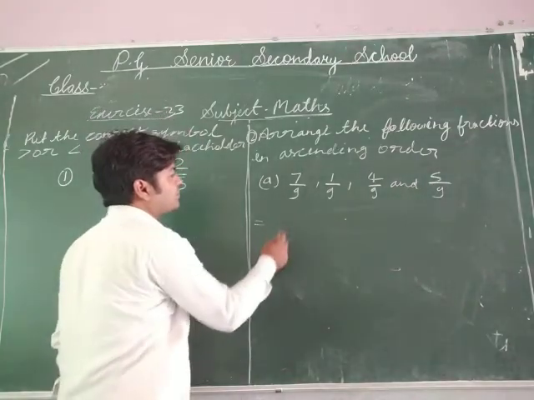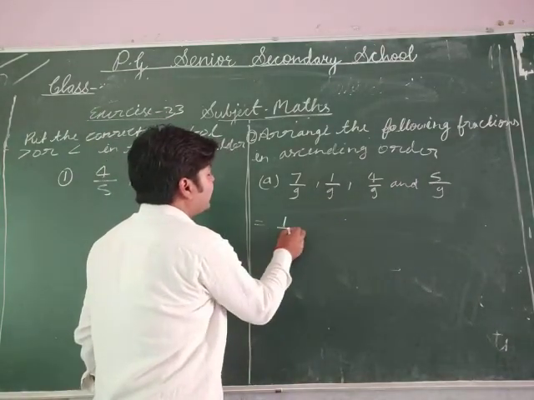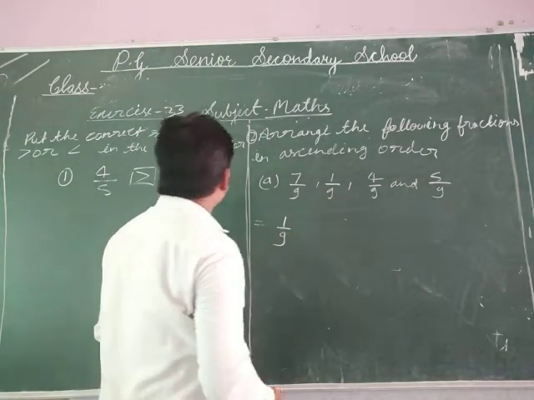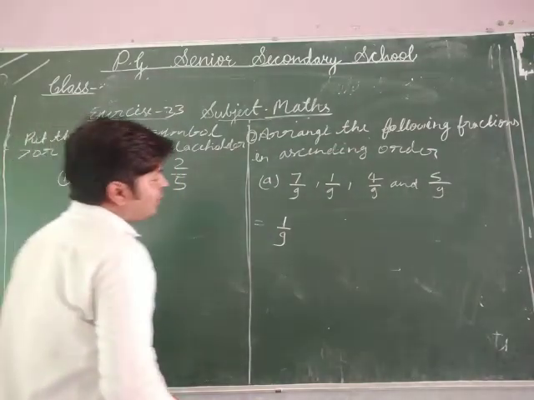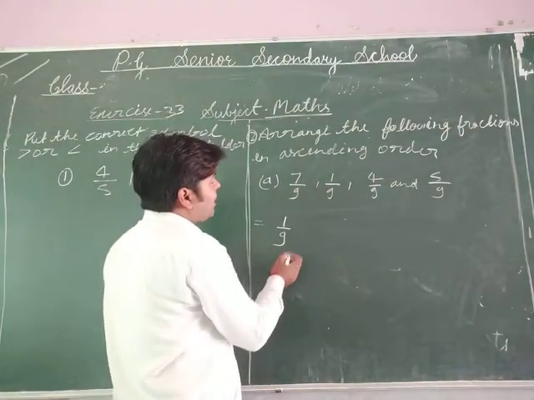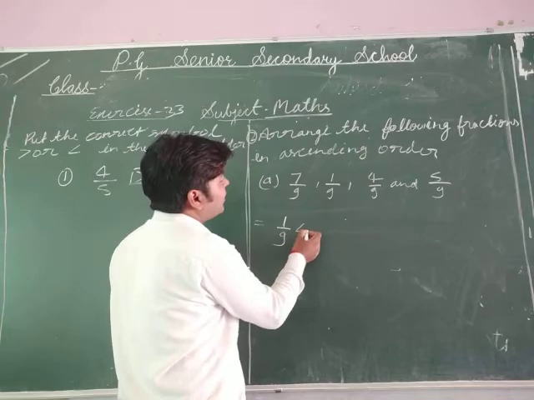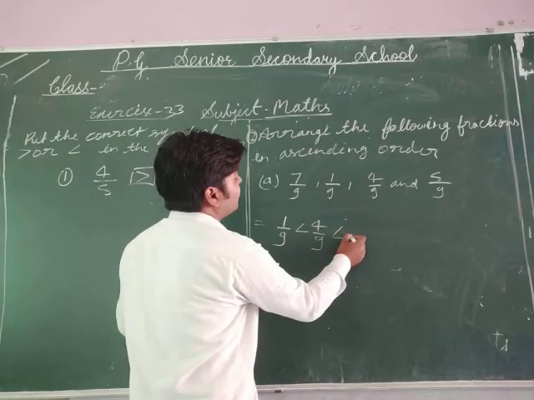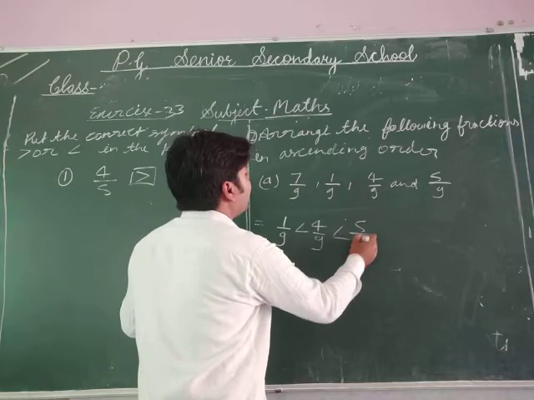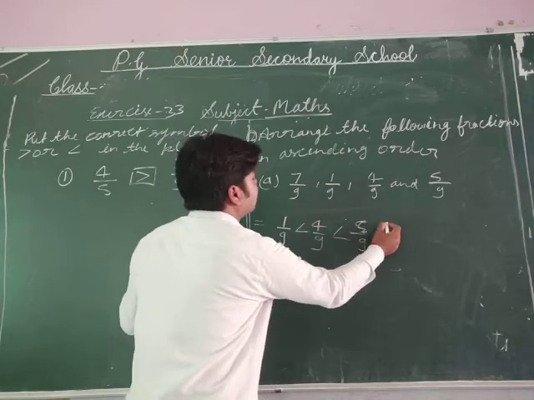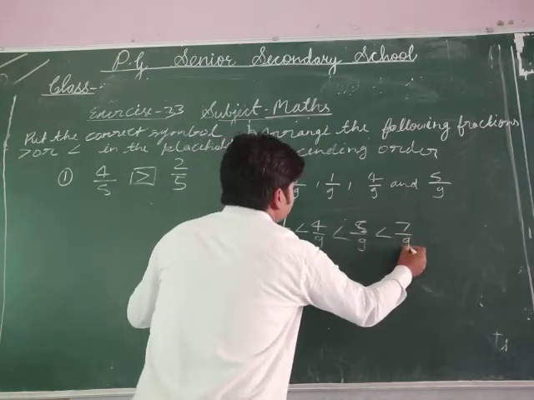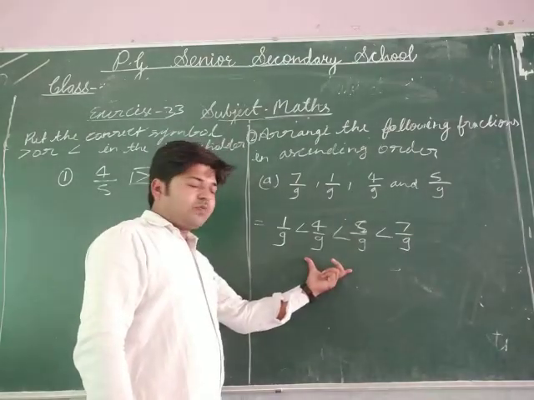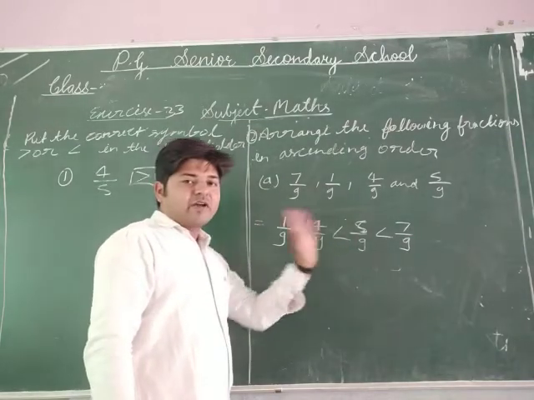Okay. So 1 by 9 is smaller. Then after that, which fraction will be greater? 4 upon 9. Then 5 upon 9. And the greatest fraction is 7 upon 9. So like this you have to solve in your fair copy. This symbol should be in your fair copy. Okay.